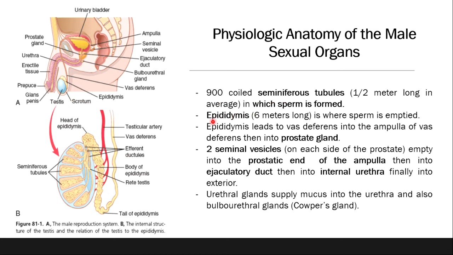Okay? Then epididymis is a 6 meter long. It is where the sperm is emptied or usually stored. Okay? Then the epididymis also leads to vas deferens into the ampulla of vas deferens into the prostate gland. So, makikita nyo dito sa conducting system na tinatawag ko, merong tinatawag na ampulla, si vas deferens. So, para siyang dilated portion.